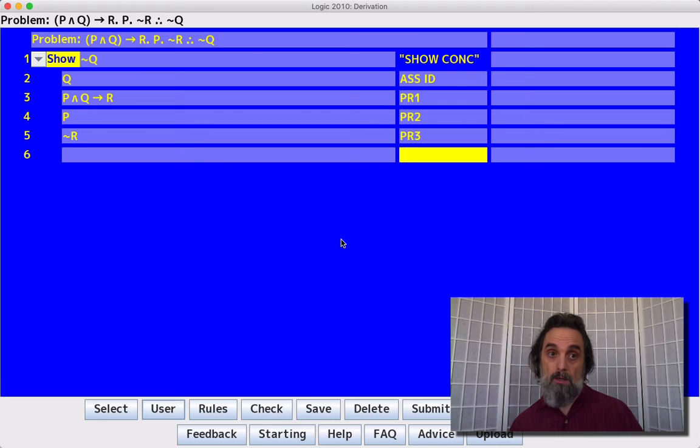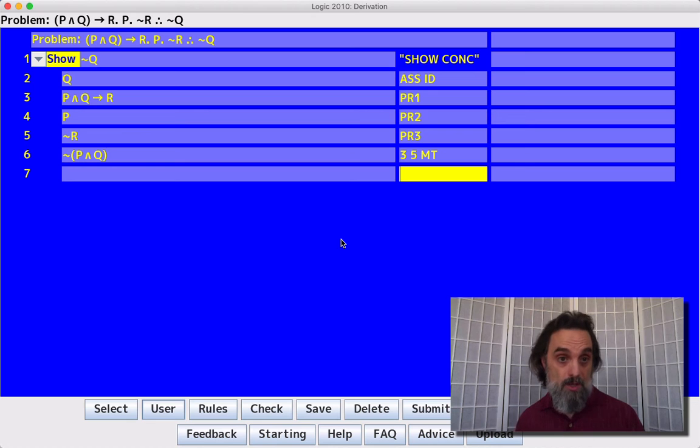Well, 3 is a conditional whose antecedent is a conjunction and whose consequent is a sentence letter. So if we can get the antecedent, we can do modus ponens. If we have the consequent, we can do MT. So there are actually 2 ways we can go here. We have the consequent on line 5, so we can say 3, 5, MT.